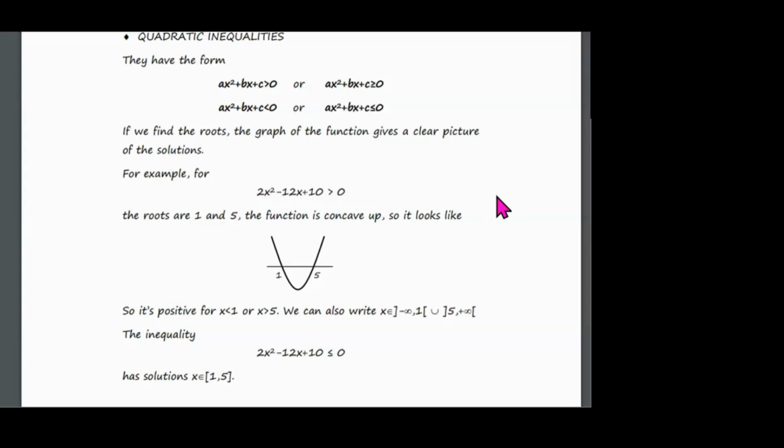Correct? So what I'll do, I'll first look into the nature of this particular parabola, that is concave up, right? Because the coefficient a is 2. I have calculated the roots also, 1 and 5, correct? In the previous example we have already calculated that. So it will look like this. But we need strictly positive. So it will be positive when you are having x less than 1 or x greater than 5.